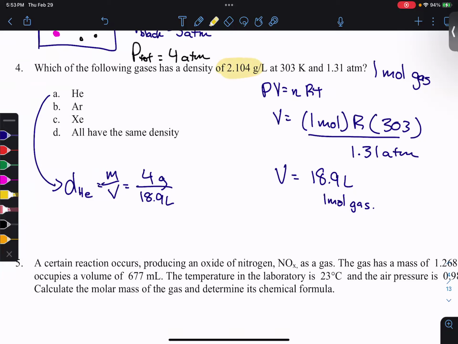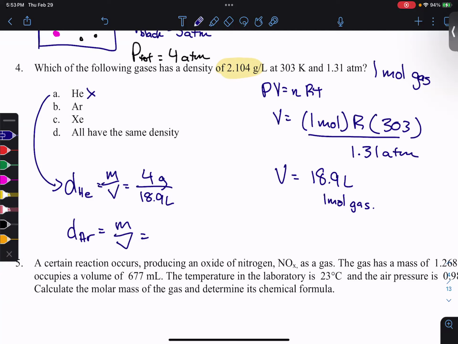Because if you calculate it, what do you get? Do you get 2? No, you don't. All right, so this sample is not helium. Helium is a lot lighter than 2 grams per liter. So how will we get the density of argon? Mass over volume. How is this one different?